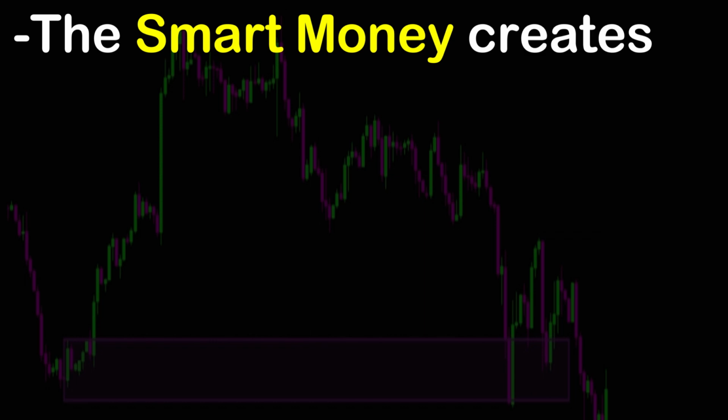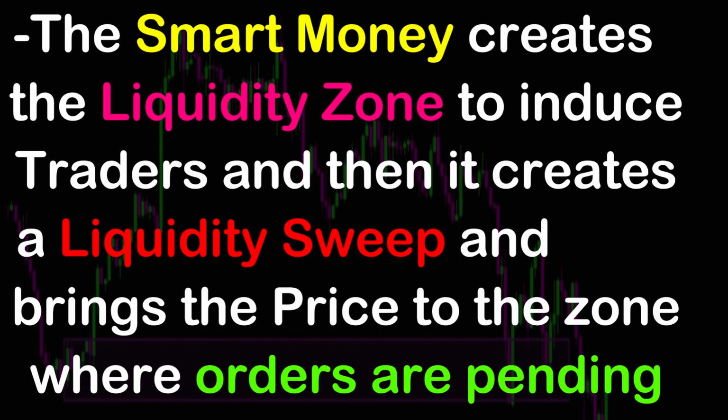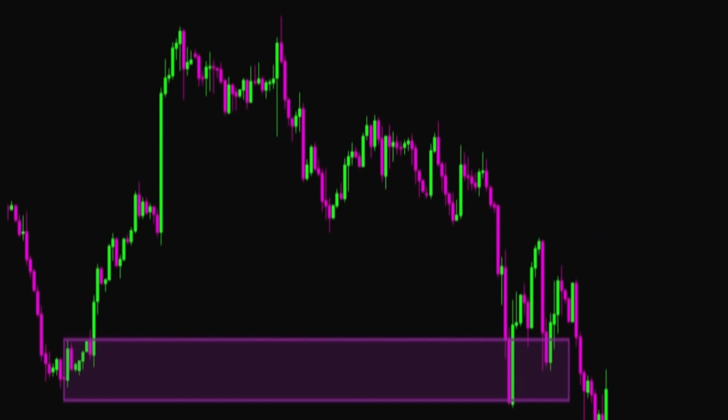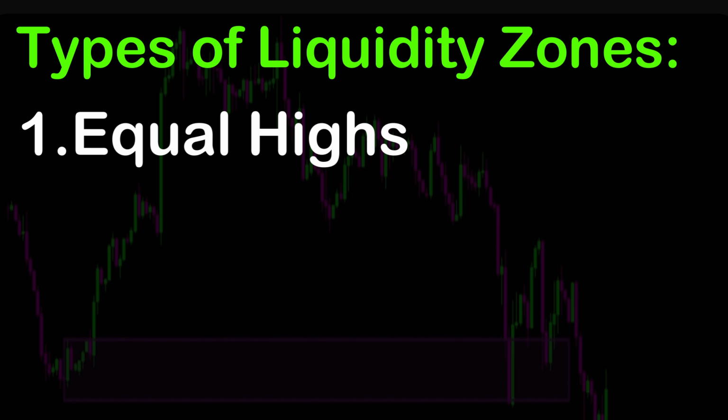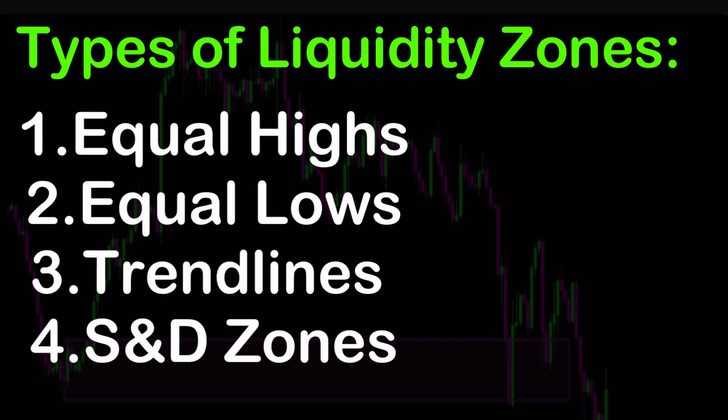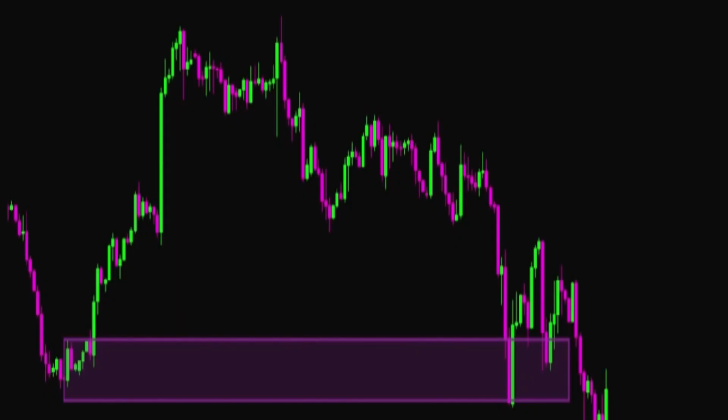The smart money creates the liquidity zone in order to induce the retail traders and small institutions into the market and then trap them by making this an inducement zone and bringing the price to the zone at which they have set their buy or sell limit orders. Now let us see some of the types of liquidity zones. There are 4 types of liquidity zones, which are equal highs, equal lows, trend lines, and below or above supply and demand zones. The smart money mostly creates the equal lows or equal highs liquidity zone as the scalpers get trapped easily in such a trap.